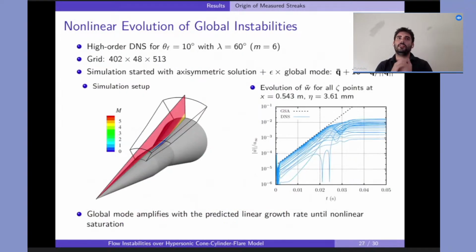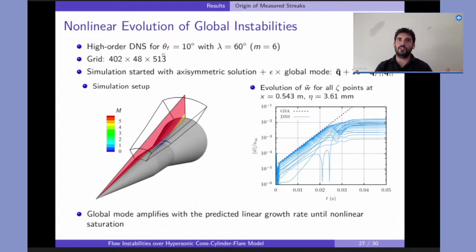Next, what we did is, we know that for the experimental condition, the flow is globally unstable, so there is a self-excited instability. So let that instability grow and see what happens. For that, we use a high order DNS with the azimuthal wavelength equal to 60 degrees. So this is this black box here. That's the m equal to 6, the mode that we found before in the analysis.